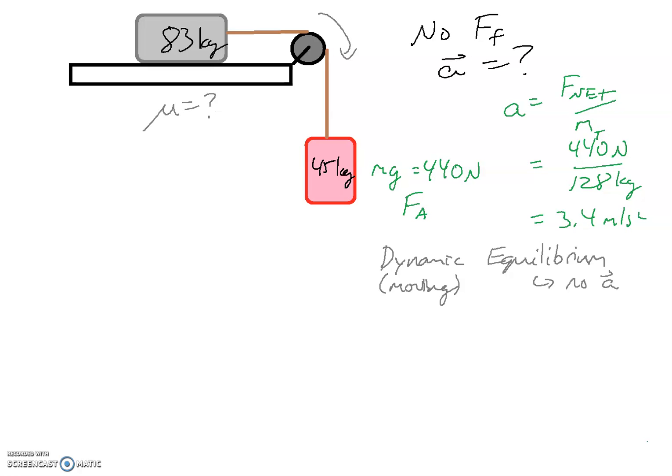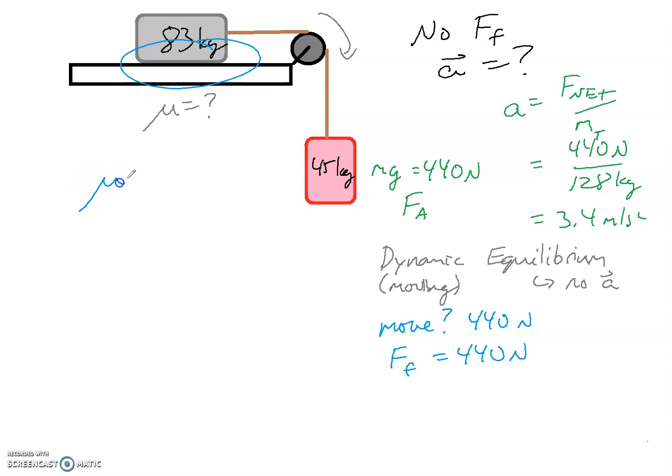Alright, well, let's see. How much is trying to move the box? Well, there is 440 newtons. That doesn't change. The 440 is trying to move it. If there's 440 trying to move the system, and the net force is zero, so there's no acceleration, that tells me the force of friction must also be 440 newtons, or negative 440, or 440 in the opposite direction. So there must be 440 newtons of friction between that box and the tabletop.